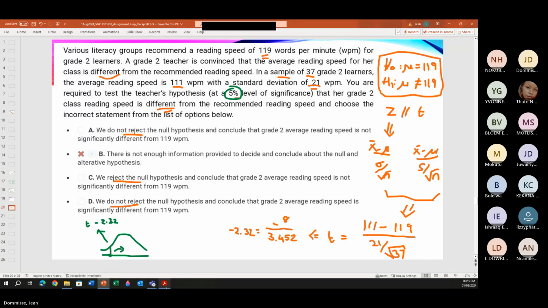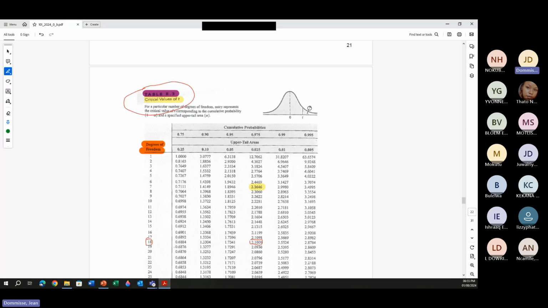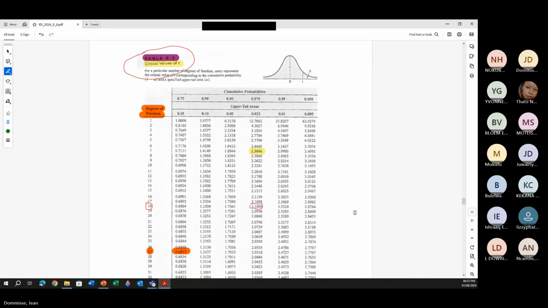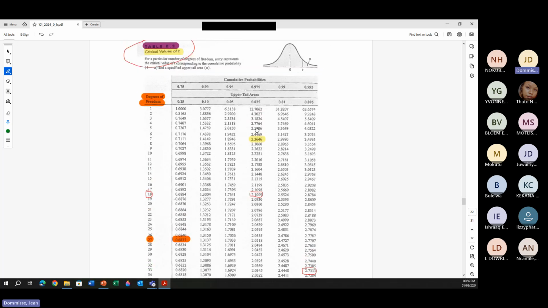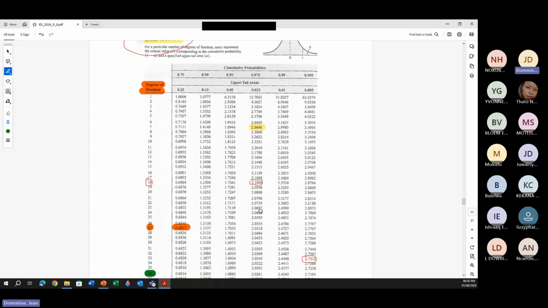So how big will that area be that we're looking at there? How big will alpha be? Okay, so for this one, we need to look at 36 with alpha 0.05, but because it's two-tailed, it's 0.05 divided by 2, so 0.025.